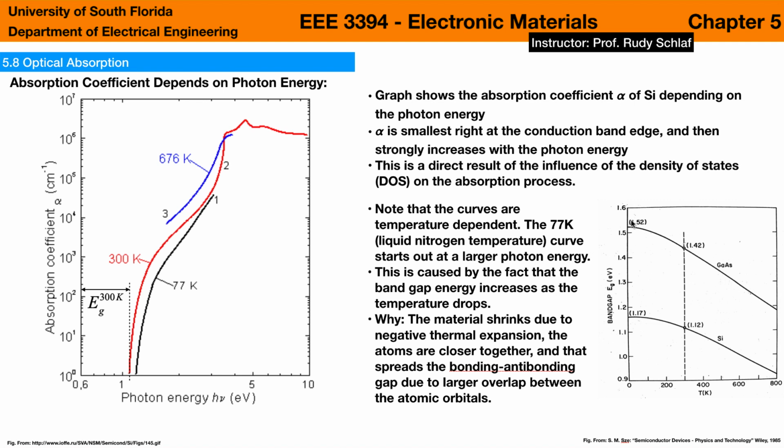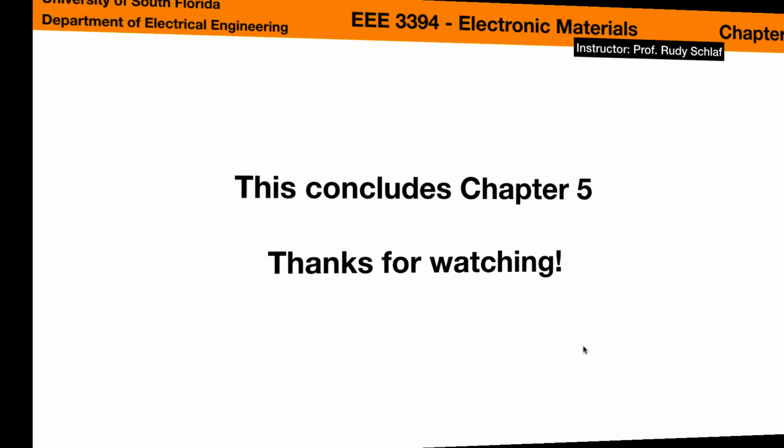Gallium arsenide does a similar thing. So this is valid for all semiconductor materials. At low temperatures, the band gap gets large, and at higher temperatures, the band gap gets smaller. And this is why the 676 Kelvin curve looks like it would hit the zero absorption coefficient point at a lower photon energy. And this concludes chapter 5.